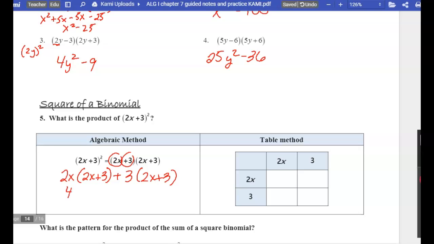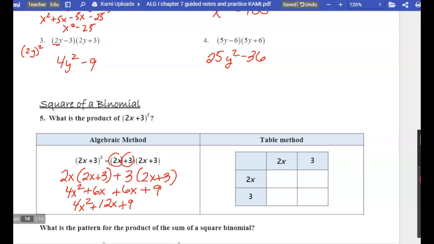So when I do this, 2x times 2x is 4x squared. 2x times 3 is 6x. And then 3 times 2x is also 6x. And 3 times 3 is 9. So this one is a little trickier because there is a middle, but what you'll notice is that we just double it. So we take 2x times 3, you get 6x, and then you double it, and that'll give you the inside part of 12x. I don't like using the formula on these, but you can.